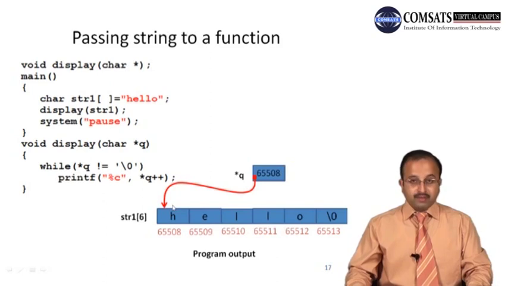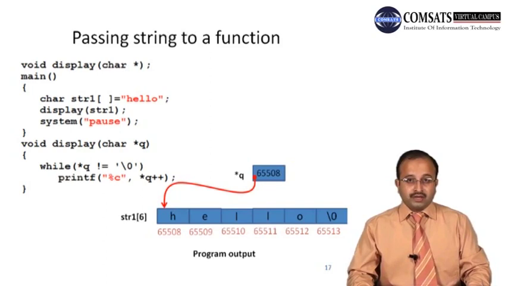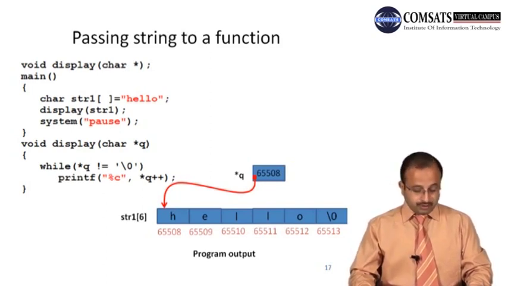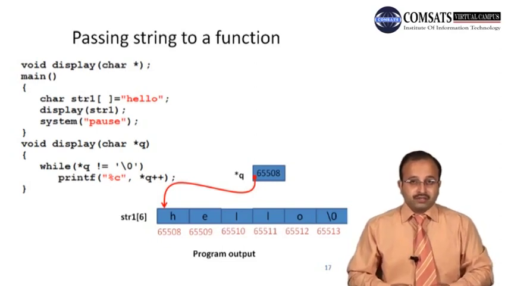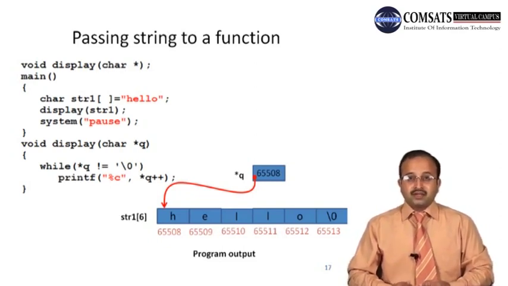Now you remember, whenever we pass an integer array or a floating point array to a function, we have to specify the size. There is no terminating character for an integer array or a floating point array, so we must tell the display function that the first parameter is the base address of the integer array, and the second parameter is the total number of elements in that array, or the size of the array.